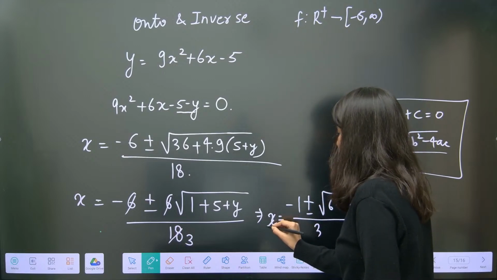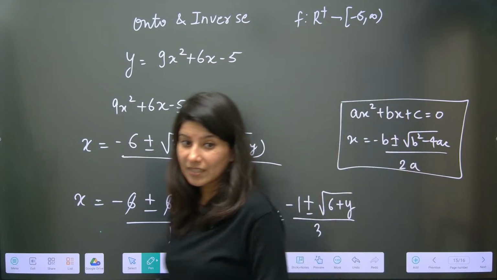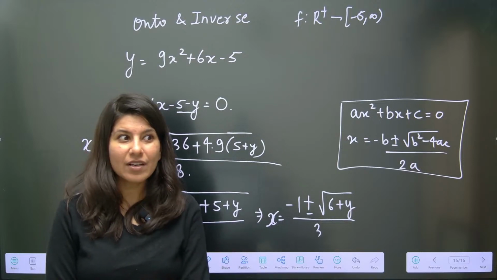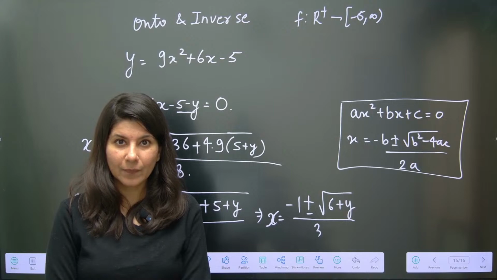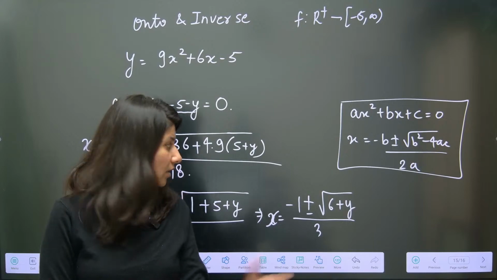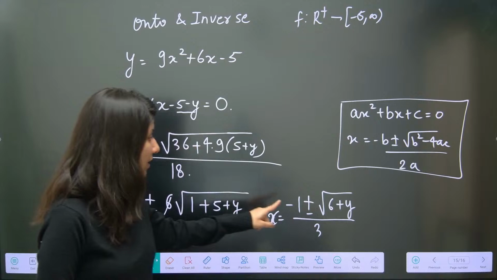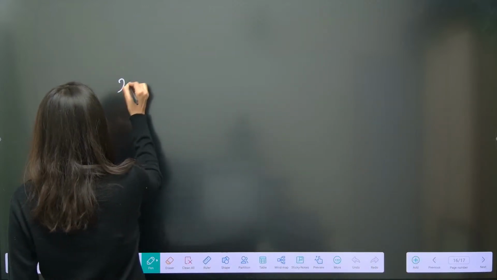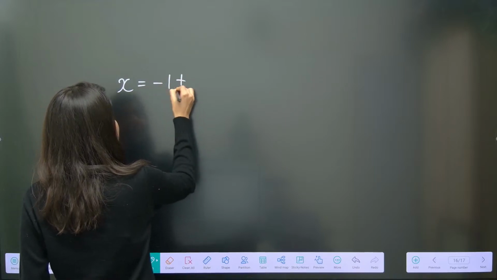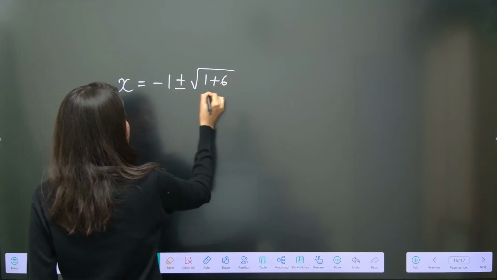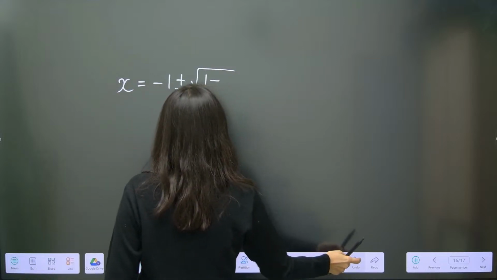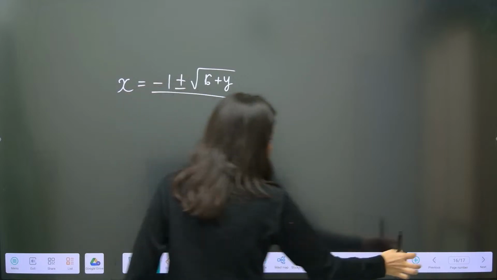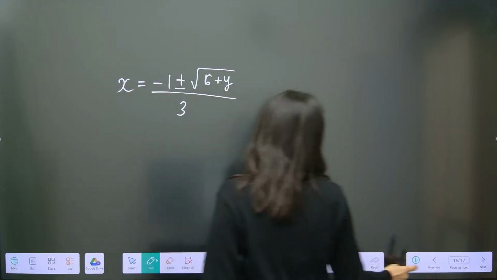Okay, so now you are getting two values of x. Hold on, this is not allowed. Function doesn't work like this. A function can never have two outputs based on one input. So we have to think about it. There are two signs, positive or negative. So let me just say x is equal to minus 1 plus minus square root of 1 plus 6 plus y upon 3, correct? Let me just go back.